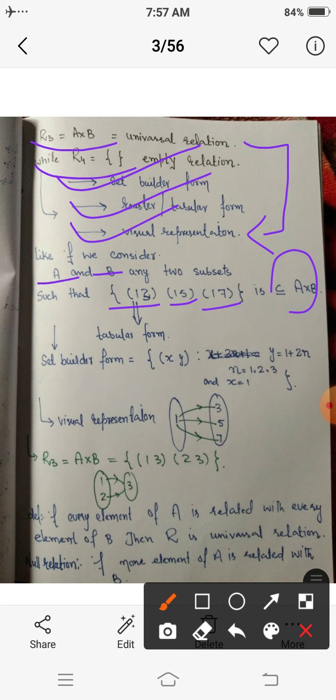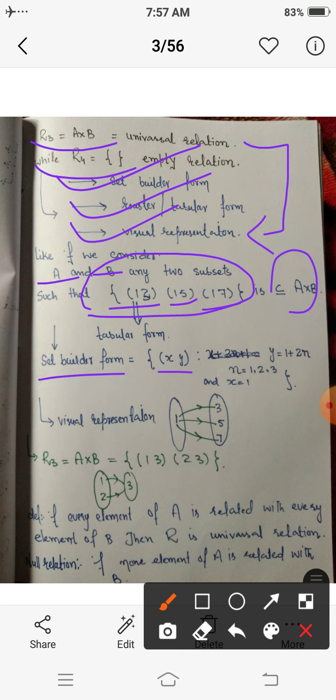This means that this subset, this set {(1, 3), (1, 5), (1, 7)}, is a relation from A to B, because it relates the elements of A with the elements of B. Now here in this representation we have each and every element of this set. So this is the tabular form or the roster form. We can also represent this set in the set builder form as it is a set of ordered pairs.